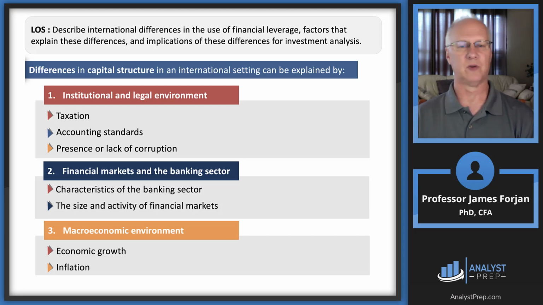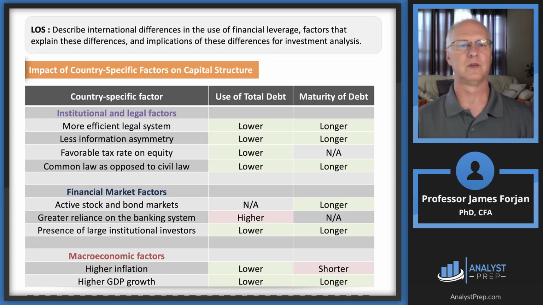Characteristics of financial markets and then the macroeconomic environment. Yeah, those make perfect sense. So here's a good table. Take a picture of this to address this final LOS. Country-specific factors, use of debt, use of total debt, and then the maturity of debt. And so you can go through some of these factors that relate to structural or legal issues, and then financial market factors, and then macroeconomic factors.